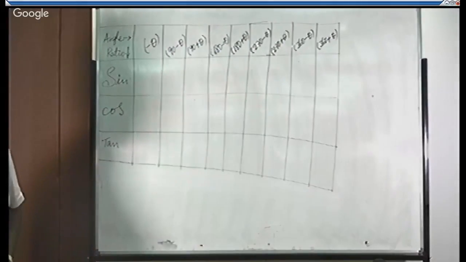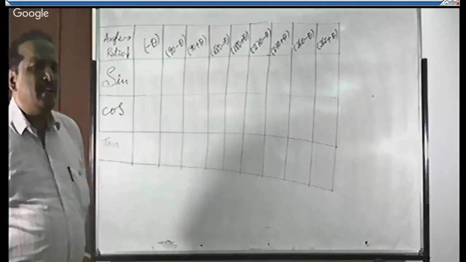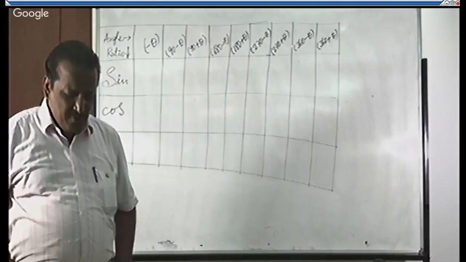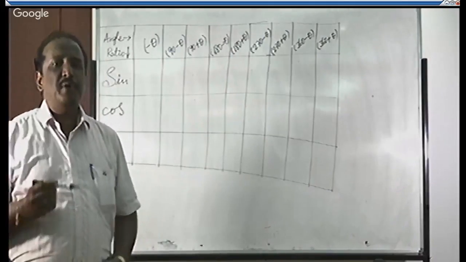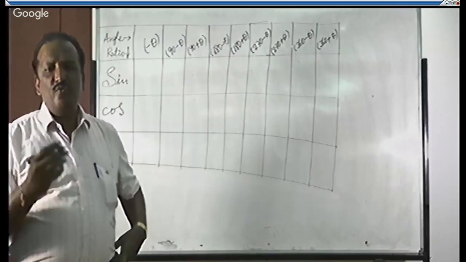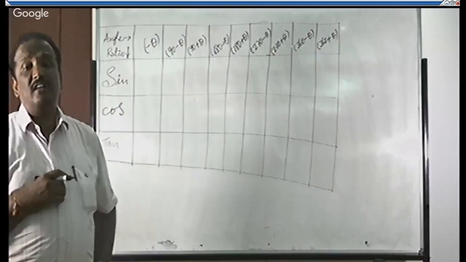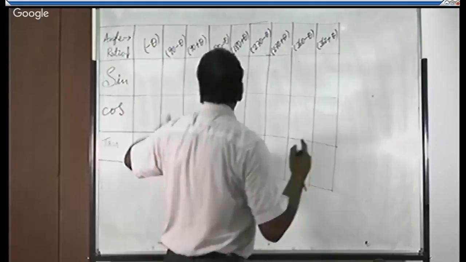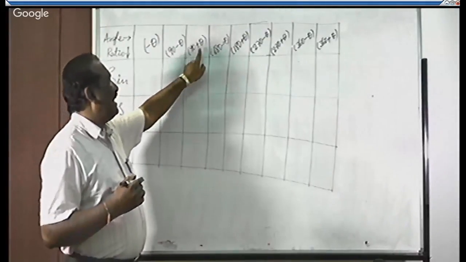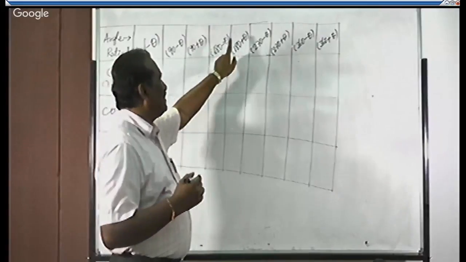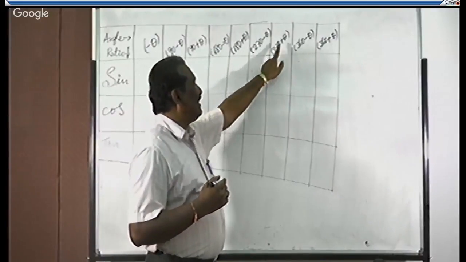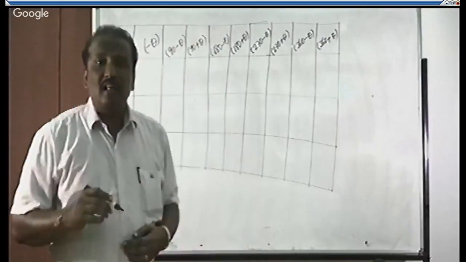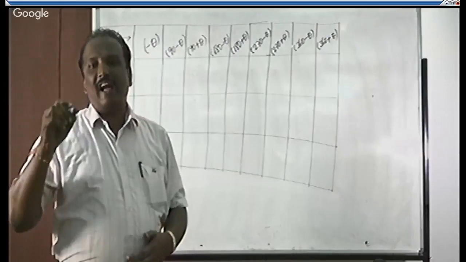In our previous discussions, we came to know the meaning of an allied angle, and we said that if the given angle is of the form n into pi by 2 plus or minus theta, where n is any positive integer and theta may be some acute angle, then we find minus theta, 90 minus theta, 90 plus theta, 180 minus theta, 180 plus theta, 270 plus or minus theta, 360 plus or minus theta. These are all the angles allied to our original angle theta.